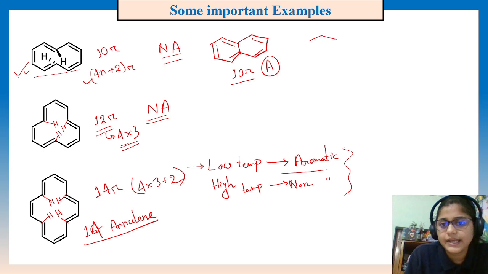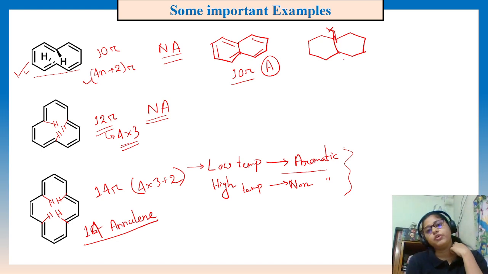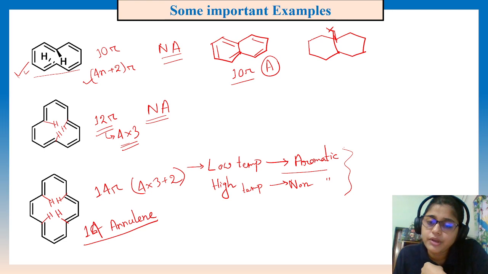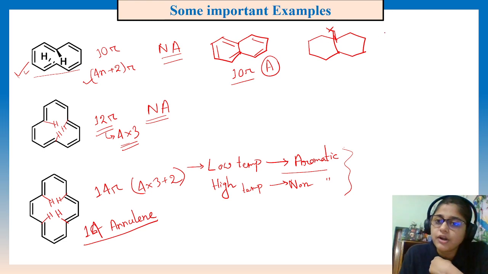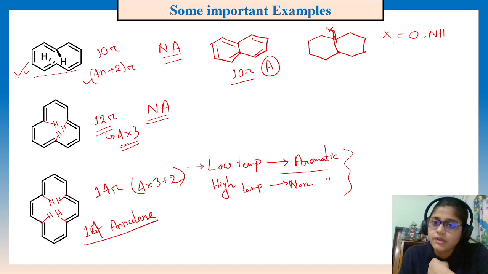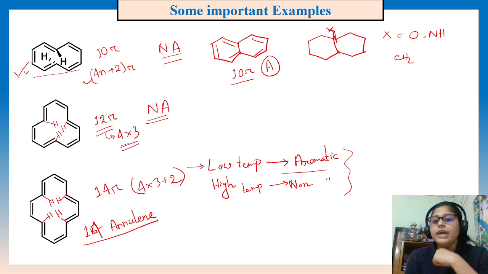One other possibility is that we can put a bridge atom right here, X. This is a bridge atom X, bridging between these two carbons. The hydrogens are gone now. So you can see what can be the bridging atom here. Many heteroatoms can be here, like oxygen, NH, and also carbon, CH2 can be here. So if we put any bridging atom here, the whole system will become aromatic.